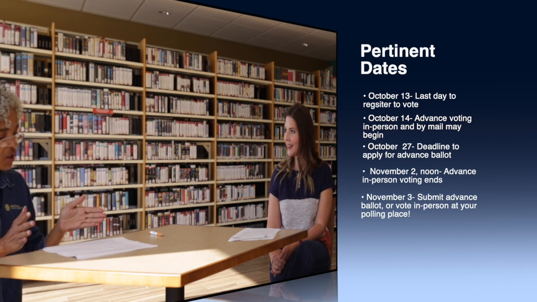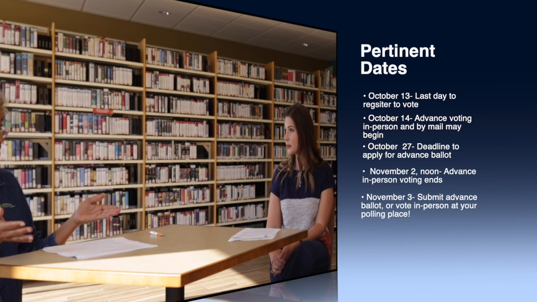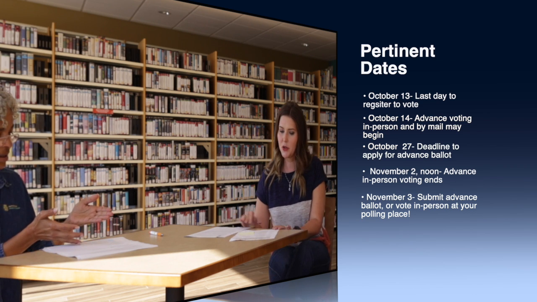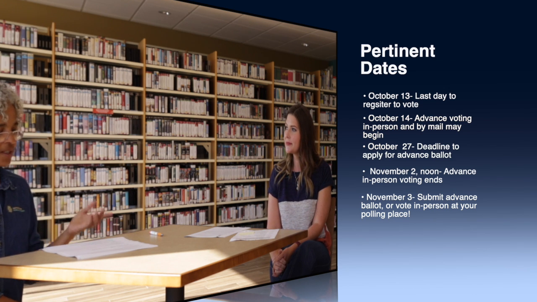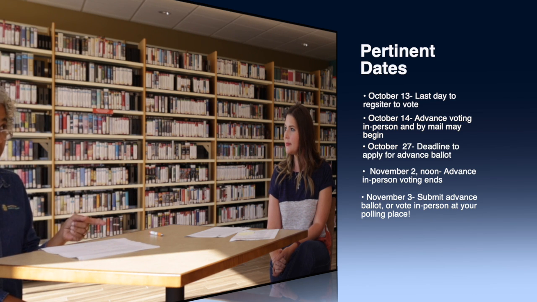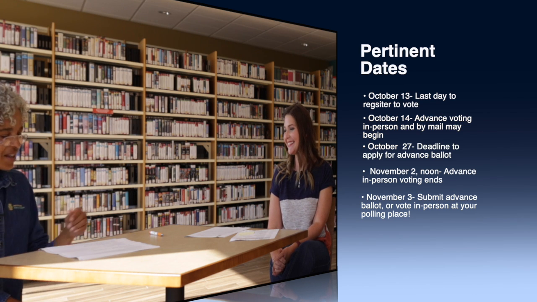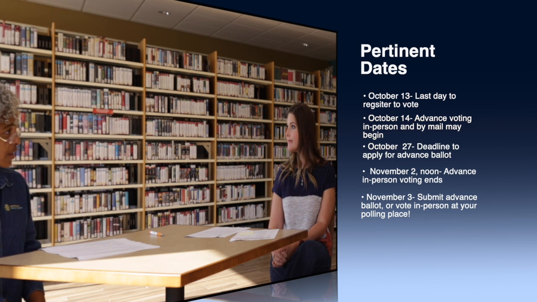Let's see, the deadline to apply for the advance ballots then. You can start now to apply, but there is a deadline to apply. There is. The deadline for that is going to be Tuesday, October 27th. That's what I've got. October 27th, the deadline to apply. The advance in-person voting ends at noon on November the 2nd. Okay, the day before the general election. And then that day of the general election is kind of a hard deadline for submitting your advance ballot.